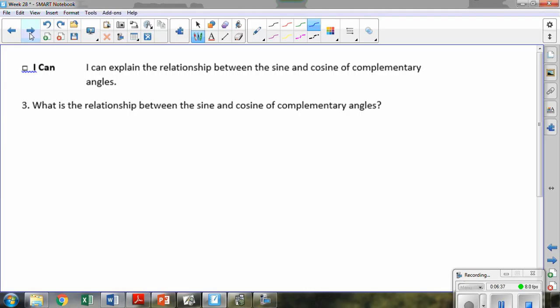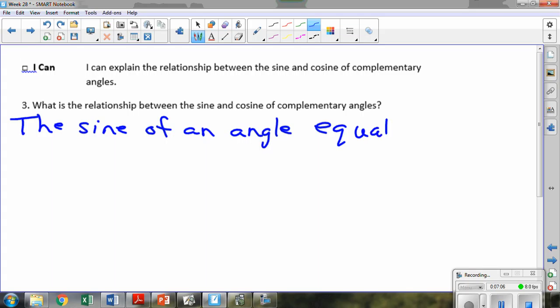So how do we write that up in a sentence format, or how do we write that up in mathematical format? Because you can write it with a math sentence, you can write it with an English sentence. As long as you're saying what the relationship is, you're okay. For this particular one, to write it up in written English: the sine of an angle equals the cosine of its complement.